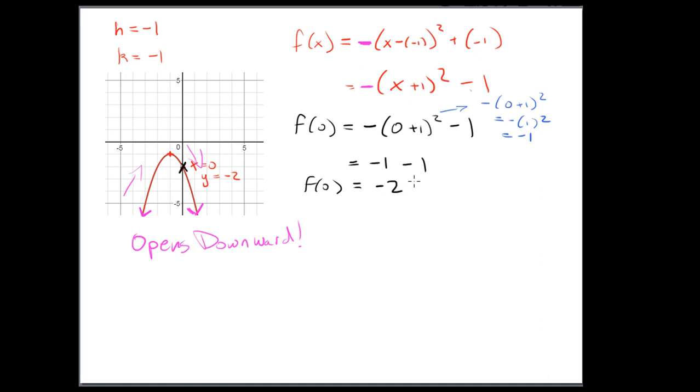Cool. That checks out. This is just as it should be. If it was plus 1, if we negated both terms, that wouldn't work. So this is what we want: negative the quantity x plus 1 squared minus 1. Excellent.